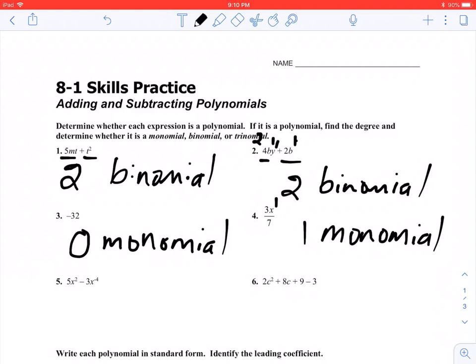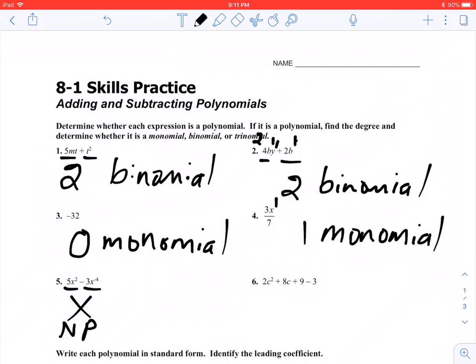Number 5 has 2 terms. There's a term there and a term there. And looks like I was wrong because I did not see that power right there is actually -4. And at the beginning of the video, I said, if you have any negative powers, then that means it is not a polynomial. So I did not see that negative right there. So number 5 is not a polynomial. That is not a polynomial. I'm going to write NP for not polynomial.